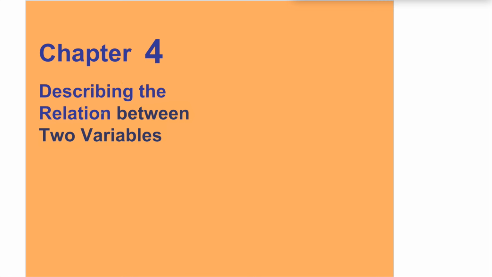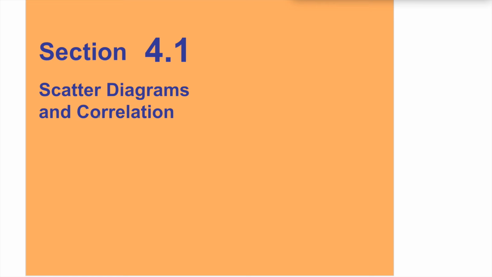Chapter 4 is a bit of a leap because now we're going to be looking at the relationship between two variables. And looking at two variables simultaneously opens up a whole other world of what you can do in terms of analysis, in terms of making predictions, in terms of making decisions. So section 4.1 is called Scatter Diagrams and Correlations. You might also see the word plot.